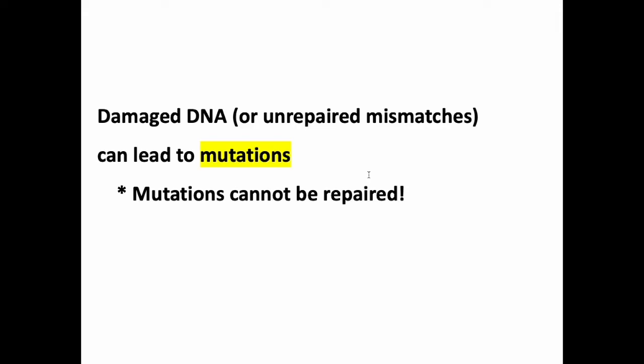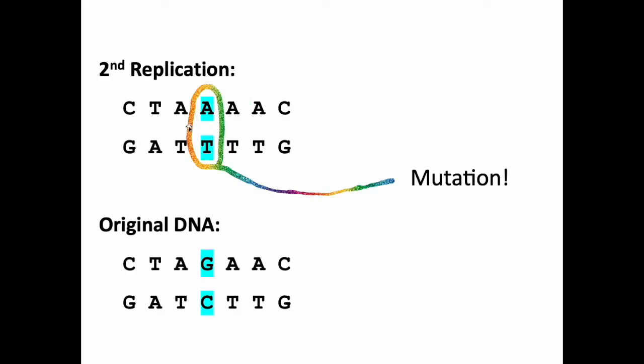To read from the key terms, a mutation is a stable change in the nucleotide sequence of a genome. Stable change being an important part of that. Mutations cannot be repaired. It's just a different sequence now, and there's no way for the cell to know that this is different than what it was a couple of replications ago.